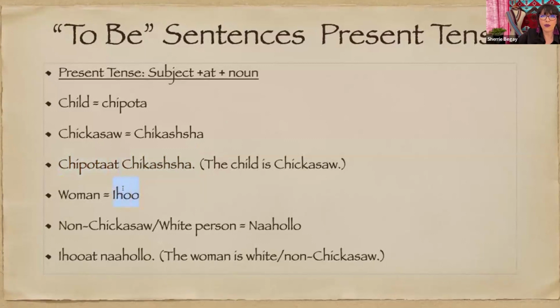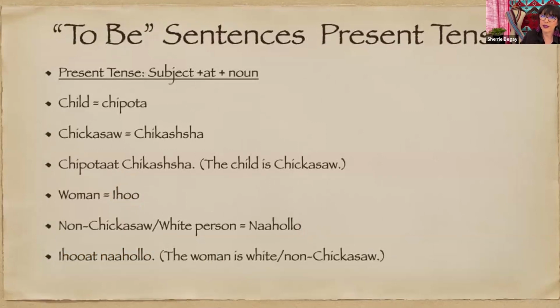And then a couple more vocabulary words. We've got iho, which means woman. Incidentally, it's not who, it's iho. So, woman, iho. And then the next word is na holo. Na holo is a non-Chickasaw or a white person, but it doesn't have to necessarily be a white person. It could be just a non-Chickasaw. So na holo. Let's put it together in a sentence. We've got iho, and we add our subject ending at, and then na holo. So ihoat na holo. The woman is white, or the woman is non-Chickasaw.